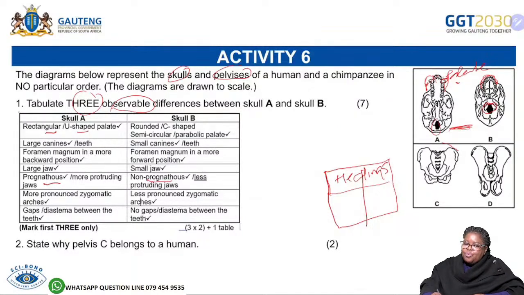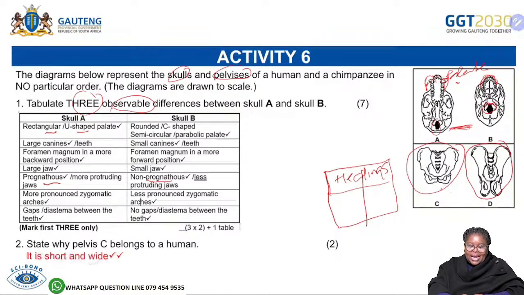All right. State why pelvis C belongs to humans. You look at the humans. Remember, we've spoken more on the differences, on the shapes between the pelvic girdles. So, state why pelvis C belongs to a human. Can you guess? No, don't guess. Give me the correct answer. Why do we say pelvis C belongs to a human? Can you tell the difference now? I want to believe so.